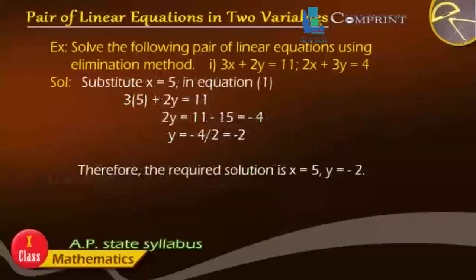Substitute x is equal to 5 in equation 1. 3 into 5 plus 2y is equal to 11. 2y is equal to 11 minus 15 is equal to minus 4. y is equal to minus 4 by 2 is equal to minus 2. Therefore, the required solution is x is equal to 5, y is equal to minus 2.